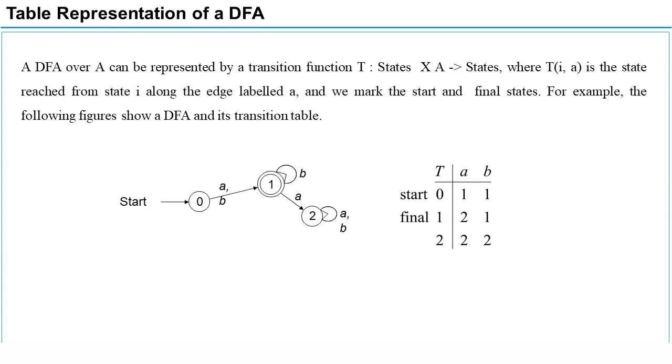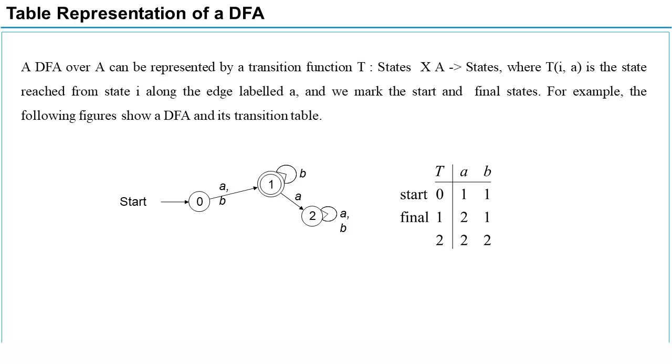A DFA over A can be represented by a transition function T, states cross A to states, where T of i comma a is the state reached from i along the edge labeled a, and we mark the start state and final states from the example given. Now when you look at this diagram, the starting state is 0.